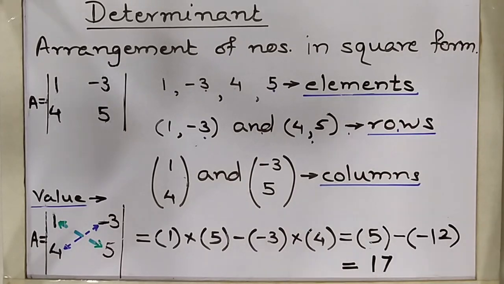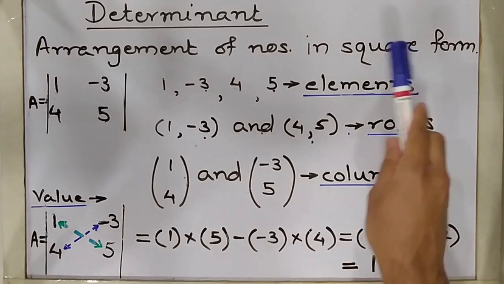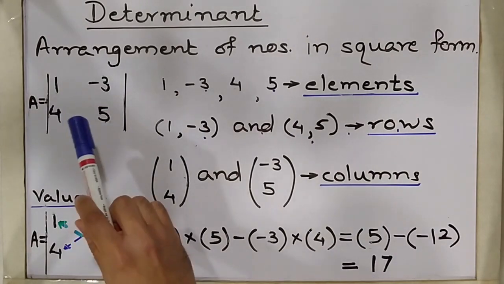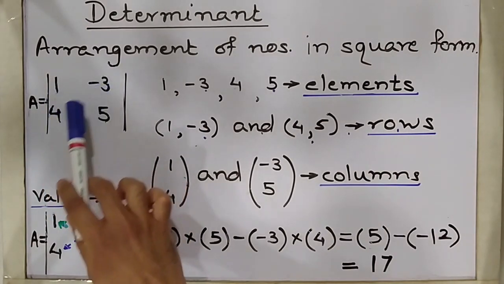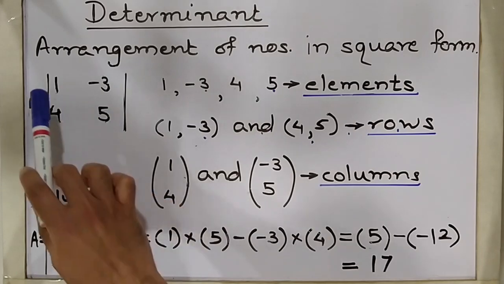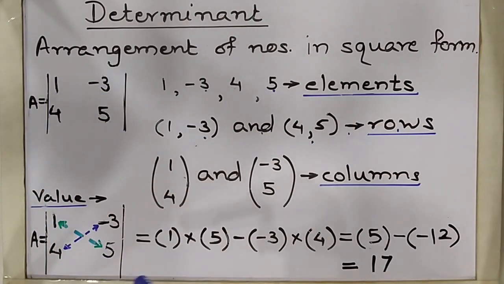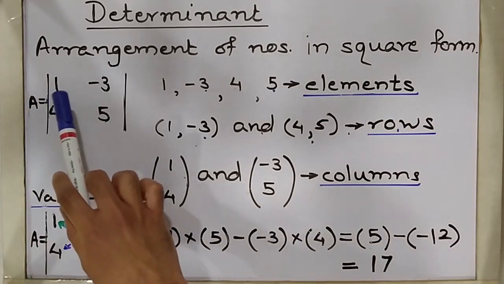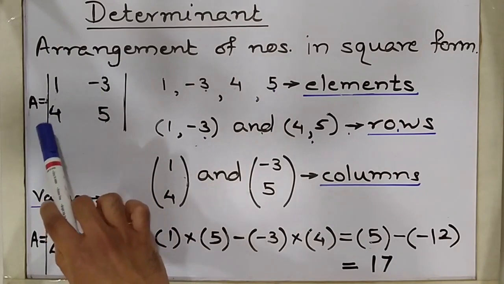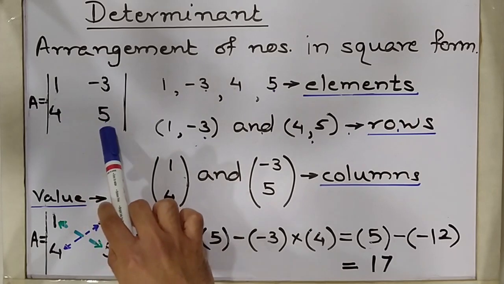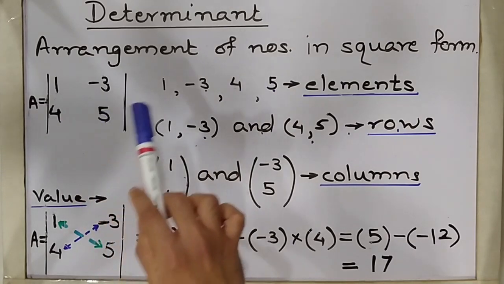Now what is a determinant? It is an arrangement of numbers in square form. We take this example. Over here, 4 numbers are arranged between two parallel lines. This is called as determinant. The numbers which are arranged or enclosed between these two parallel lines are 1, -3, 4 and 5. They are called as elements.